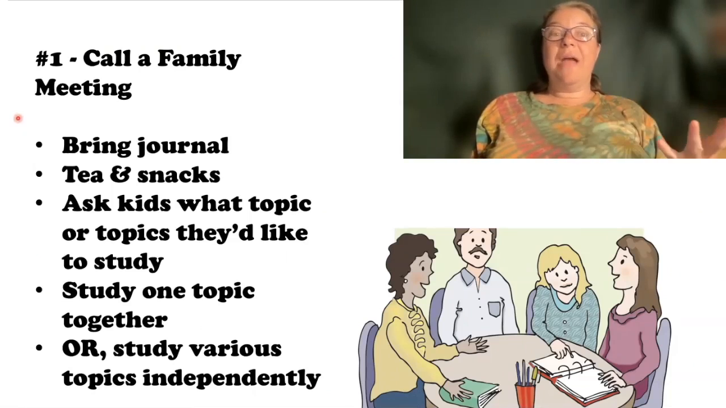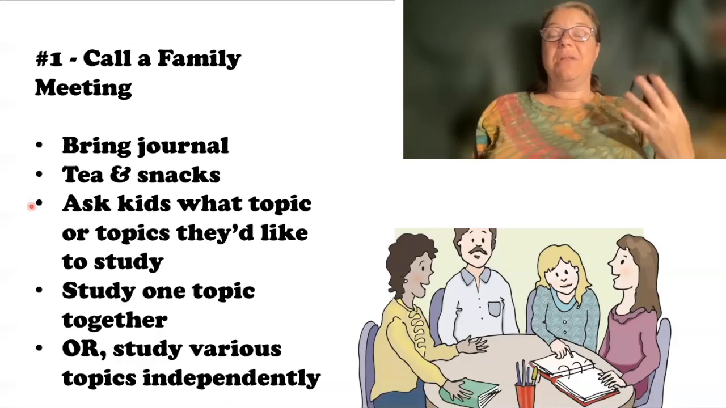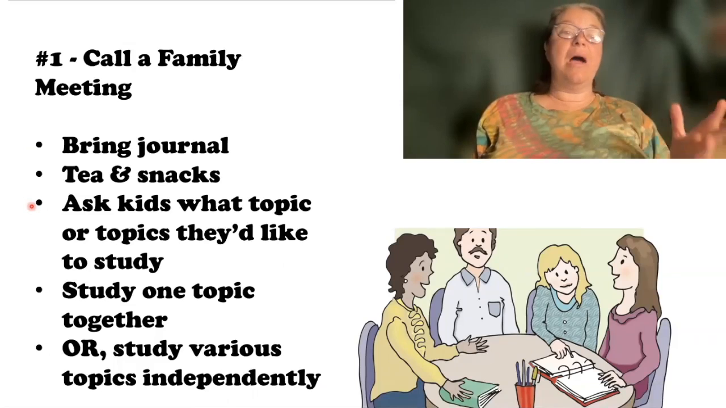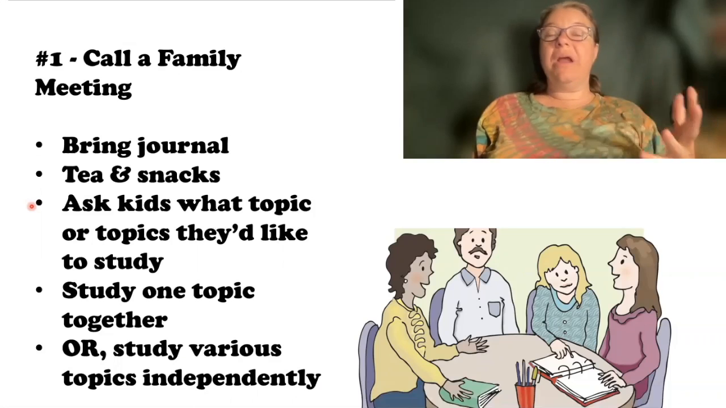Number 1, call a family meeting. Bring a journal. You can have tea and snacks. You could do this over lunch, whatever works for you and your family. Ask your kids what topic or topics that they'd like to study. It can be anything from astronauts to trees to bees to flowers to skateboarding, whatever their passion is, you can create a unit study around that.